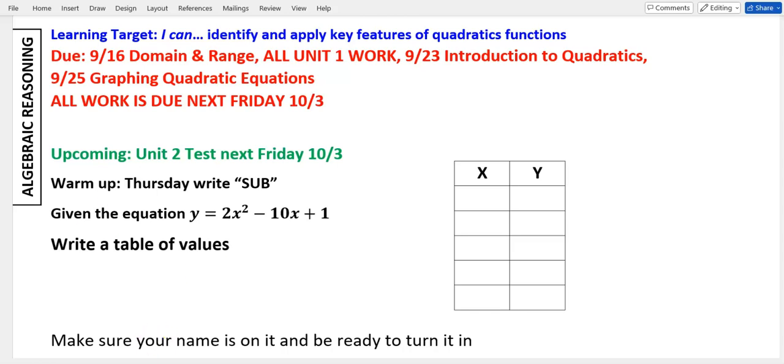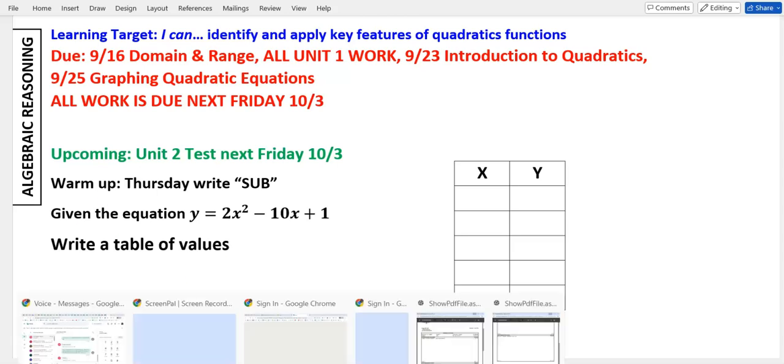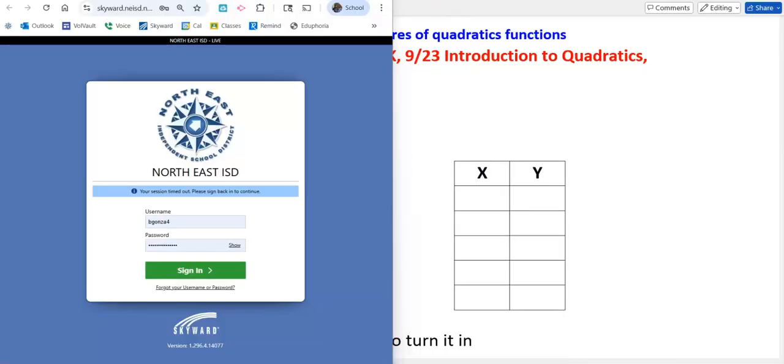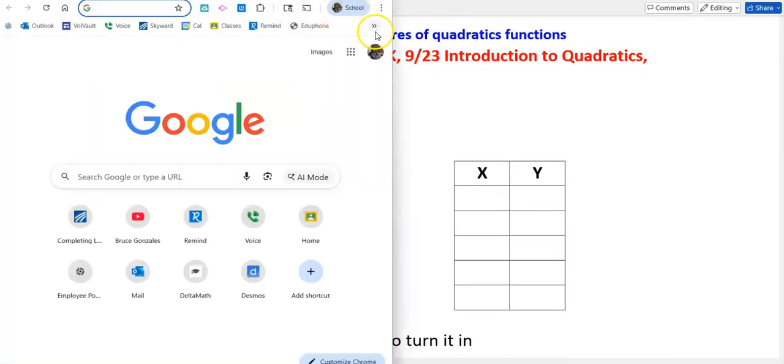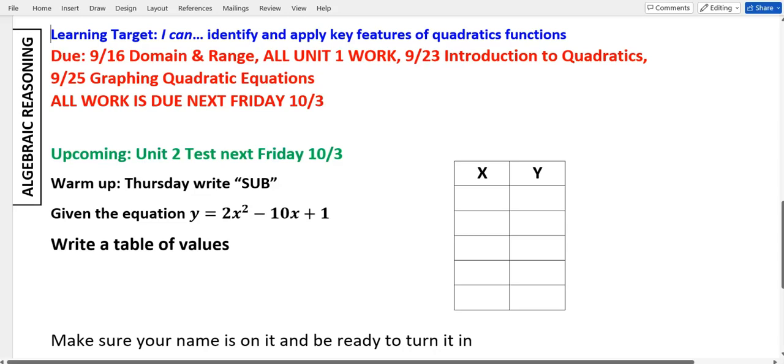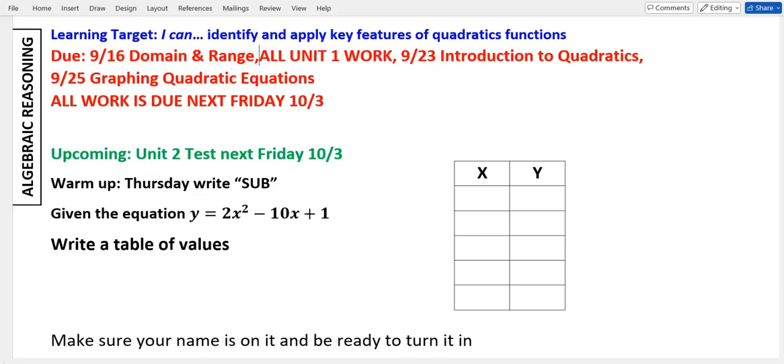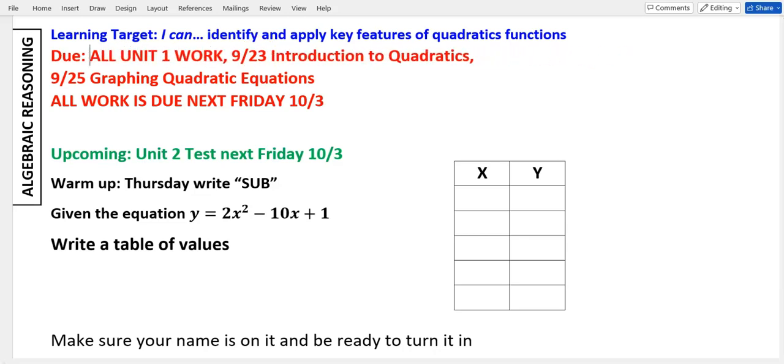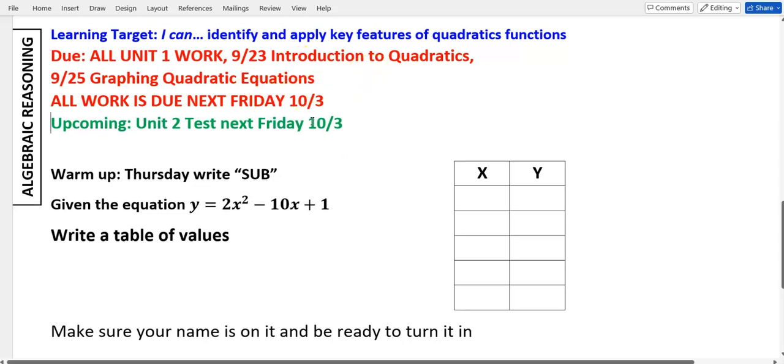All right, so we're back at it again. Okay, let's get Desmos ready here. Couple lot of things here. Domain and range, that one's already in the grade book, right? All your Unit 1 work is due. I mean, all your work period is due next Friday, right?